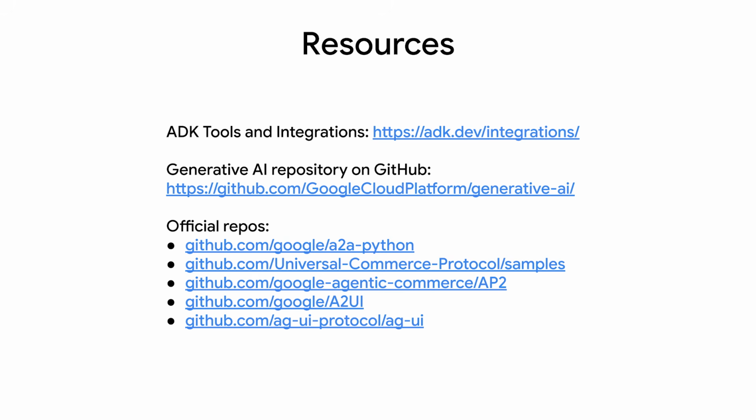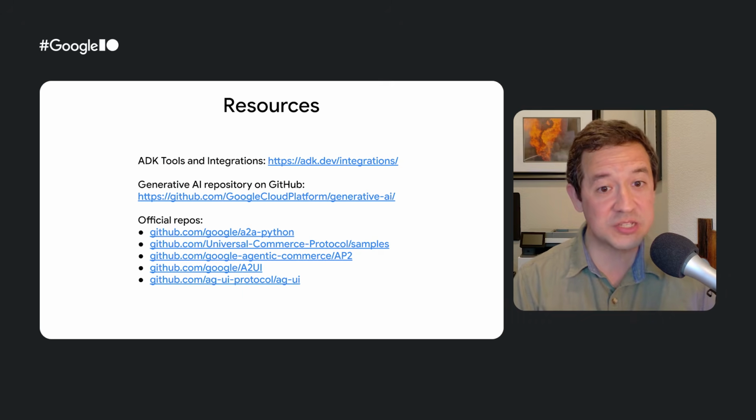If you're looking for ADK tools and integrations, you don't have to start from scratch. You can check out the tools and integrations page in the ADK documentation, where we have a growing library of tools, integrations, and connectors, many of them with ready-to-go code snippets. For MCP and A2A specifically, the generative AI repo on GitHub has notebooks that you can run today. For the other protocols, you can go to the official repositories: A2A Python, UCP samples, AP2, A2UI, and AGUI. They all have built-in examples, and many of them use ADK.